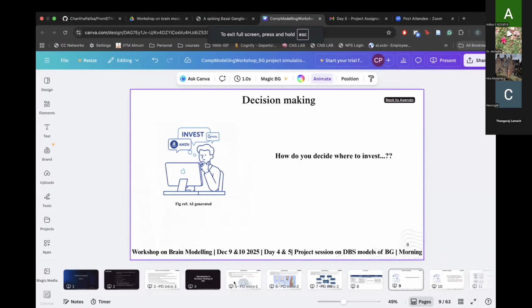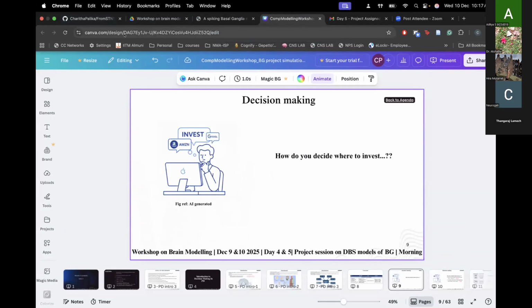Can I see the chat? Yeah. You guys can answer on the chat boxes itself. How do you decide? Where do you invest? Or you can unmute and answer as well. Given a choice of investing into a couple of stocks, how do you decide?